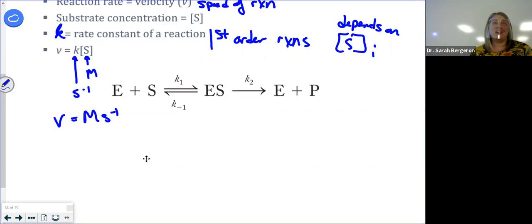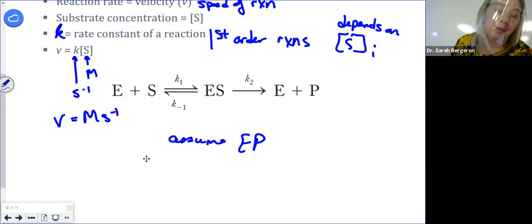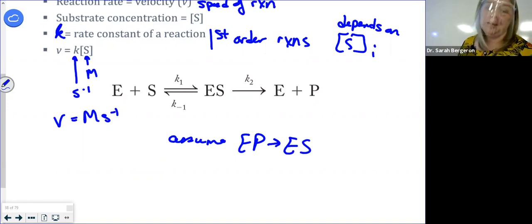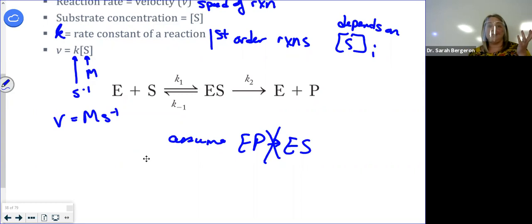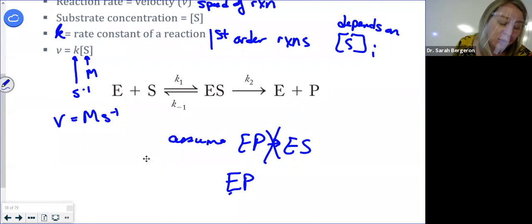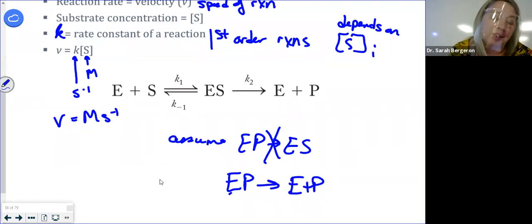Okay, so there are some things that we can assume are only going to go in one direction. So we can assume that once you make that product, you're not going to go backwards. We can assume that our enzyme product is not going to turn back into enzyme substrate. So we can assume this is not going to happen. Do you see how we just left it off of this equation? Do you see EP in our typed equation here? No, it's not there because it's not going to go backwards. So we can basically skip that entire part of the equation. And then we can assume that when we have an enzyme product, we're going to really, really rapidly go to enzyme plus product, that this is going to be very rapid.